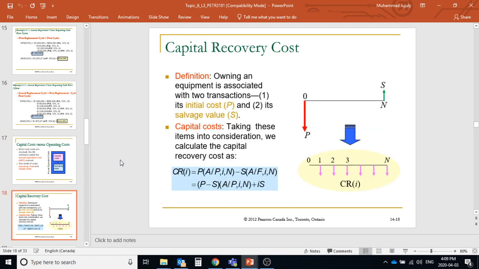So let's do some problems. This is the capital recovery cost formula. How do we actually do that? For instance, your car life is 10 years. You bought the car for $20,000, and 10 years later you can sell it for $5,000. So the total car value would be $15,000. This is how you calculate the capital cost. This is the formula for it.